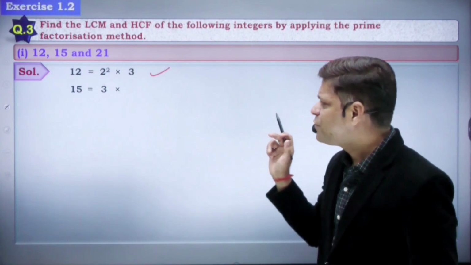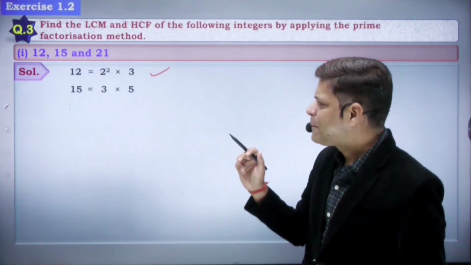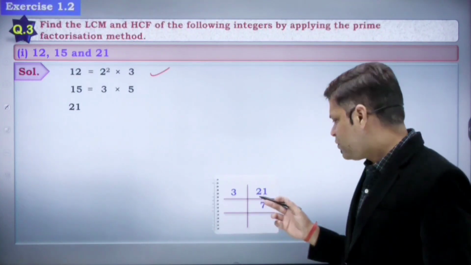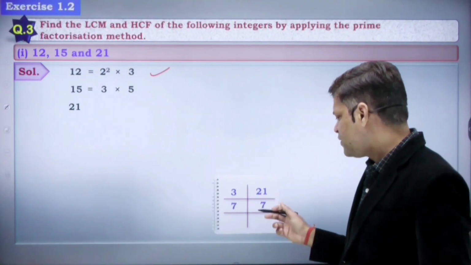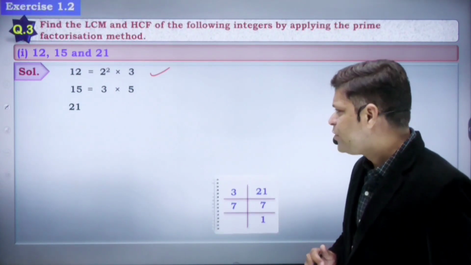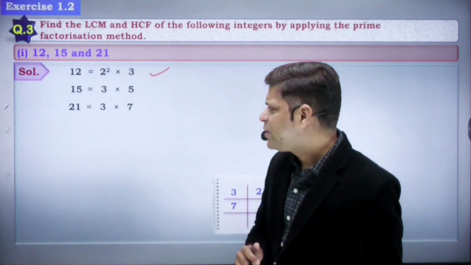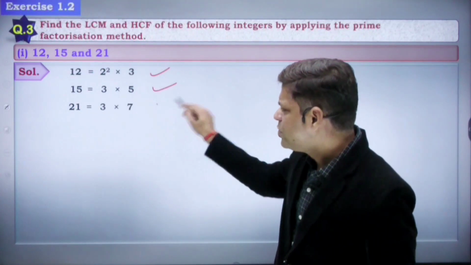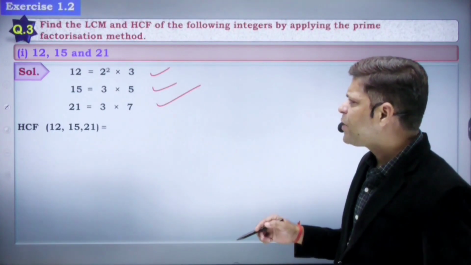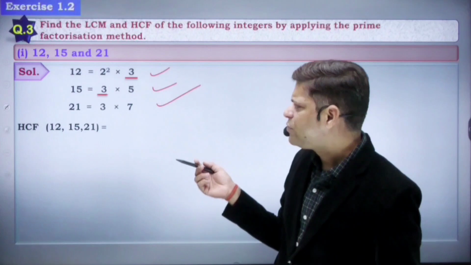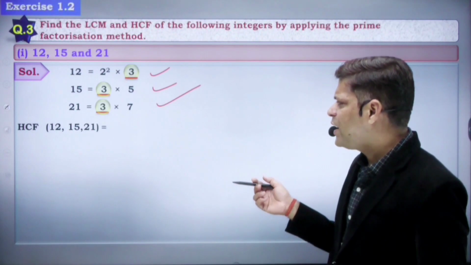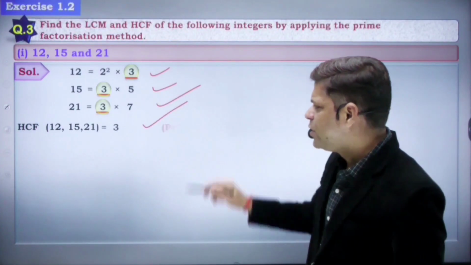So the prime factorization of 15 is 3 and 5, and then the prime factorization of 21. You can see that 21 divided by 3 is 7, and then 7 divided by 7 is 1. So it will be equal to 3 multiplied by 7, right? So all the three things we have written down. Now we have to find the HCF of all. The common prime factor, if you see, is only 3. 3 is the common prime factor with the lowest exponent, that is 1. So HCF will be equal to 3, right?